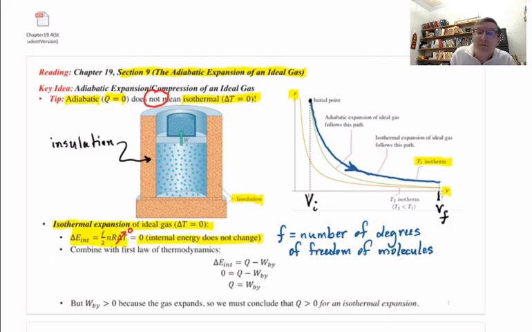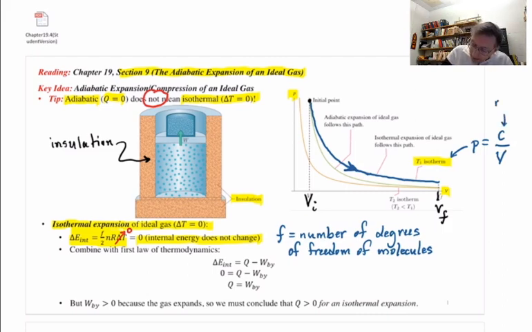And the isotherm is given by the formula P equals a constant over V, where the constant is N times R times whatever the temperature is, NR, in this case, T1. Okay? Which, remember, is the formula for a hyperbola. Now, let's go back. Okay, so that's a PV diagram for this process.